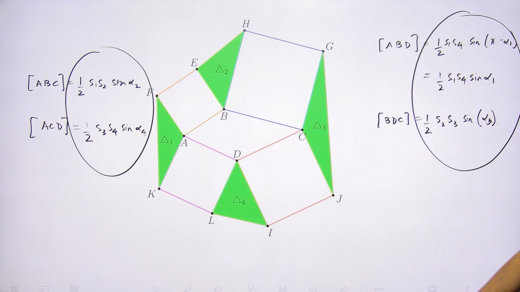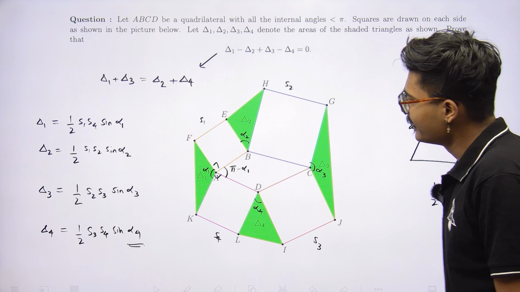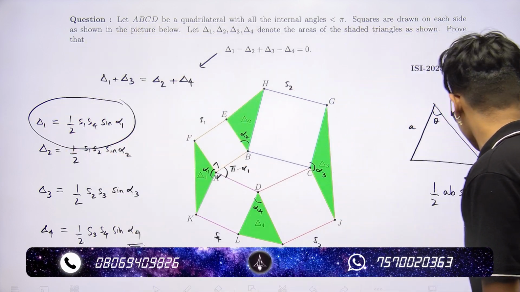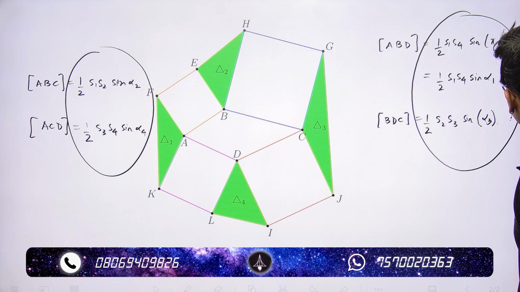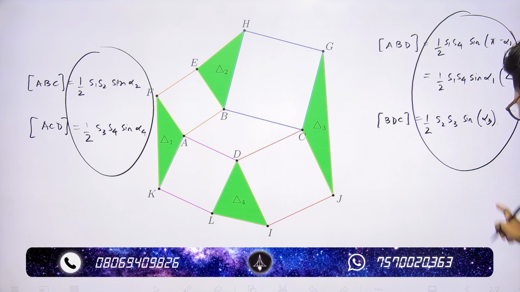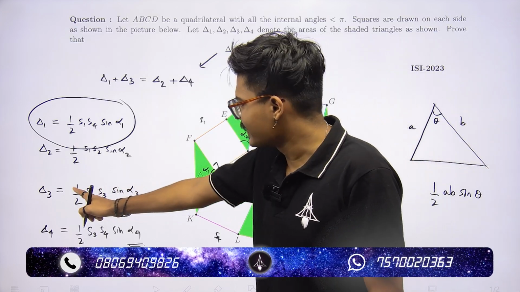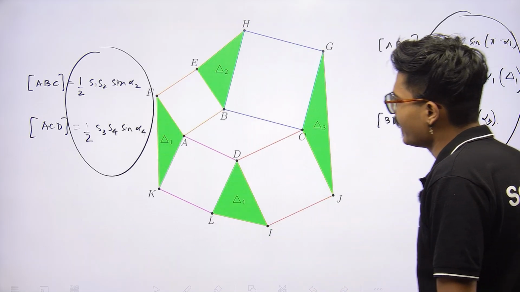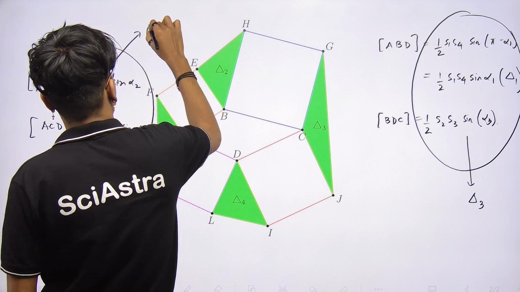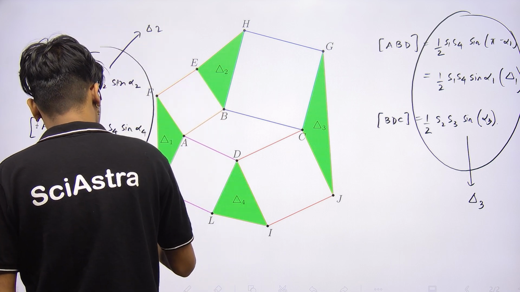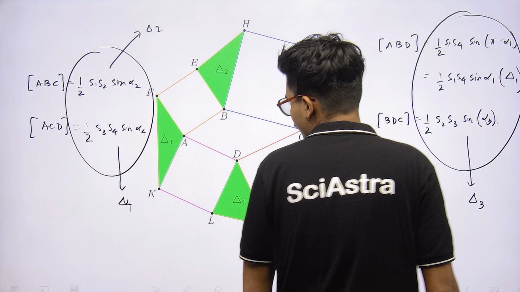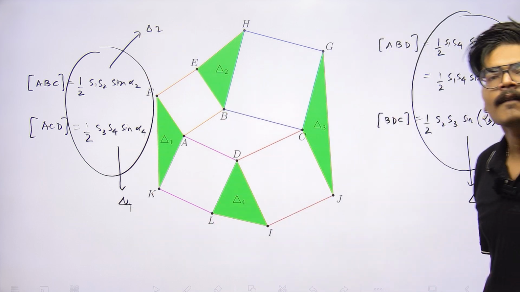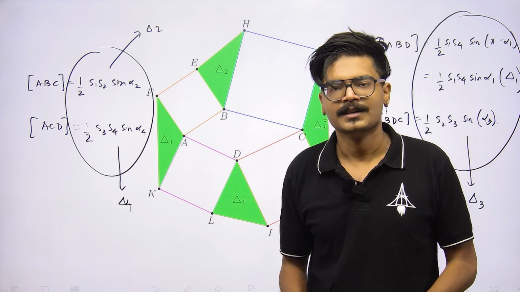But if you look carefully, this is delta 1, right? So let's figure out where delta 1 lies in these. This quantity is delta 1. Similarly, if you look at S2 S3, that is nothing but delta 3, right? Similarly, this is delta 2 and this quantity is delta 4. So based on our observation, we can say that delta 2 plus delta 4 is equal to delta 3 plus delta 1, which is precisely what we had to prove in this question. So that is the solution.